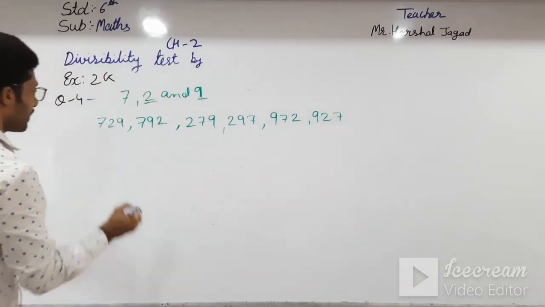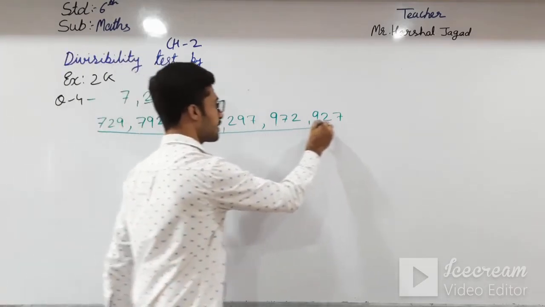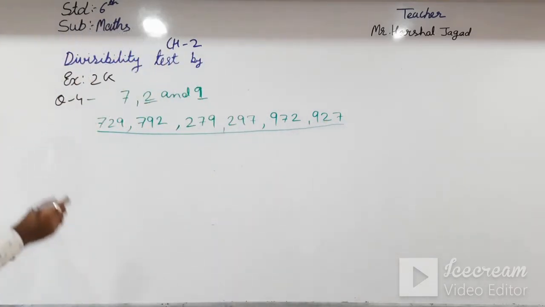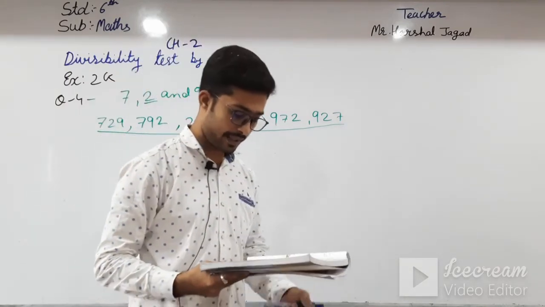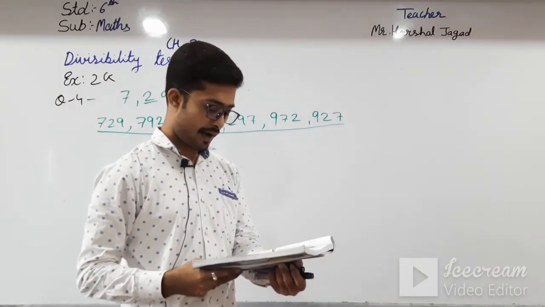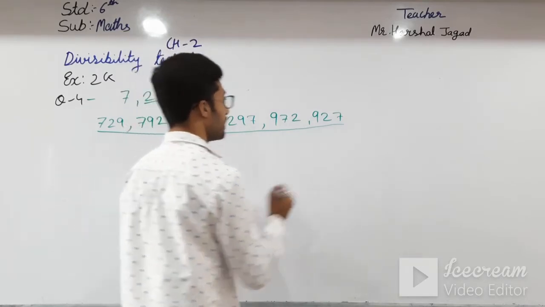Okay students, these 6 numbers can be possible with these 3 digits. Okay students, 6 numbers can be formed. You have to write without any of them repeating. B, how many? See, here I am writing 6 numbers.